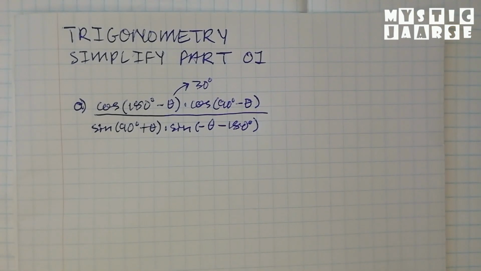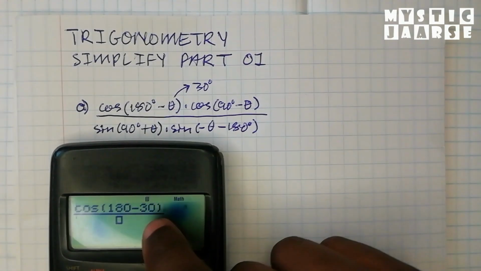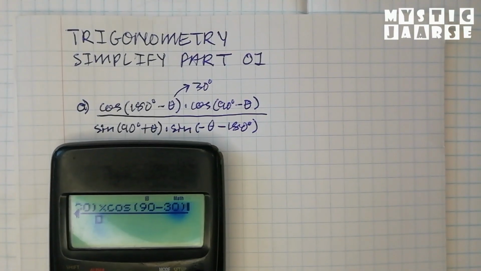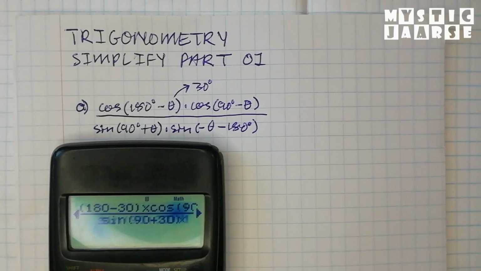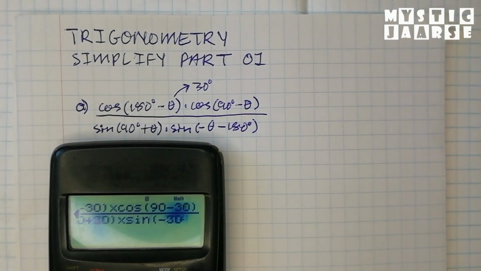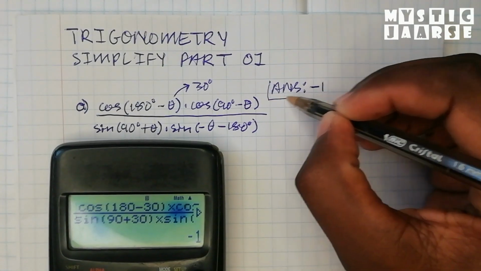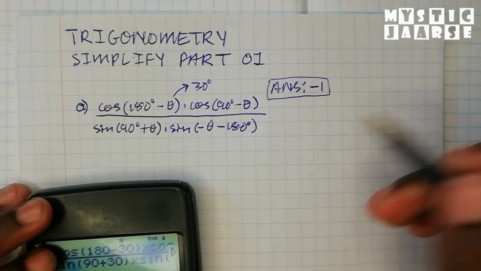So let's do that. On our calculator we have division, cos of 180 degrees minus 30 degrees, so I just replaced theta with 30 degrees, multiplied by cos of 90 degrees minus 30 degrees, all divided by sine of 90 degrees plus 30 degrees, close, multiplied by sine of negative 30 minus 180 degrees. The answer that I get is -1, right? So this means that at the end, after simplifying this, I need to get -1. So this is for checking.